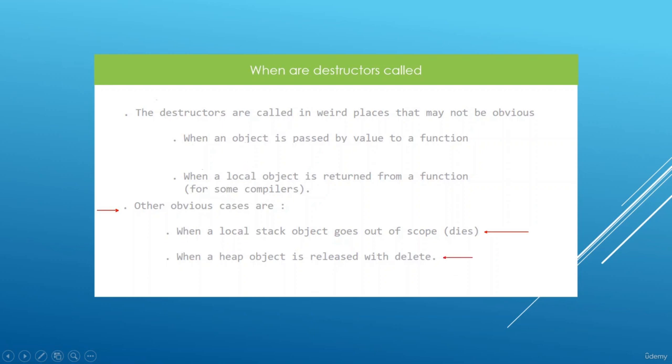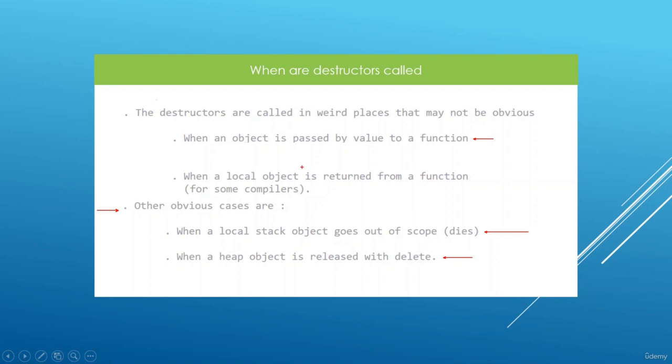But there are some indirect ways in which destructors are also called. For example, when an object is passed by value to a function, this is going to call the destructor to kill the object when the object goes out of scope in the function. Because when an object is passed by value, we're going to have a copy in the local scope of the function, and when the function exits, that local copy is going to be killed. And we're going to see an example of that.